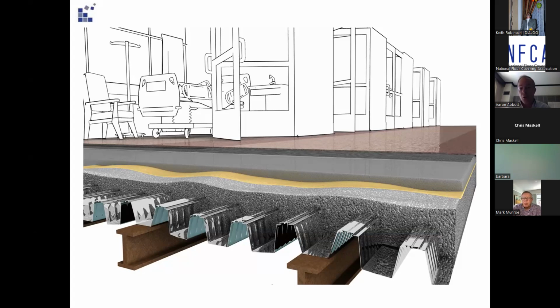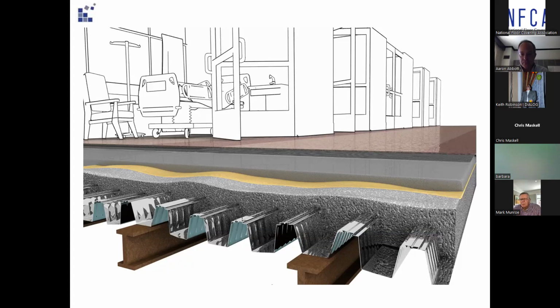In the tile world, tiles are getting larger. We're seeing some tiles that I don't think maybe should even be called tiles, but they're 10 feet by 10 feet. They're so large that they need special transportation. And thinner. The floor needs to be really flat. And they're getting thinner as well. So it's very specialized.